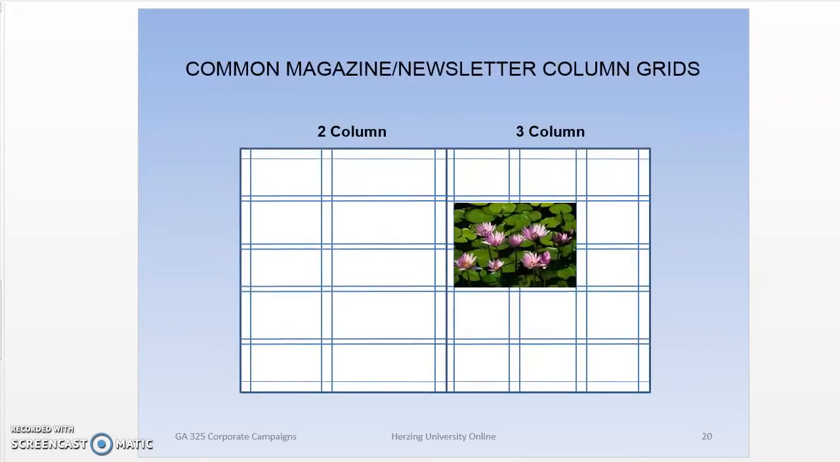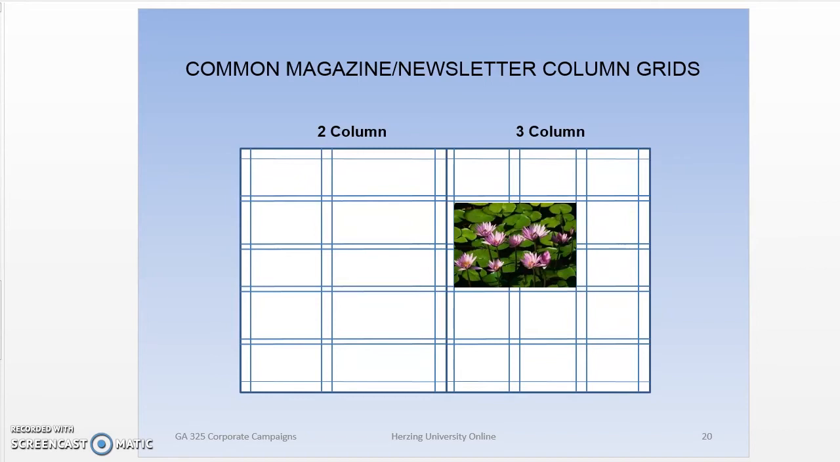Common magazine and newsletter column grids. Format size and how much information is going on a page helps determine how many columns are used in a layout. One column is like no columns at all. Items may be lined up horizontally, but be anywhere vertically.